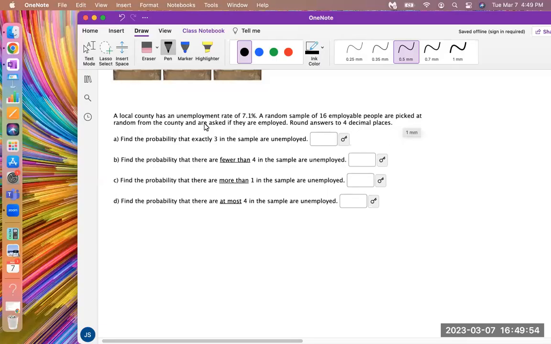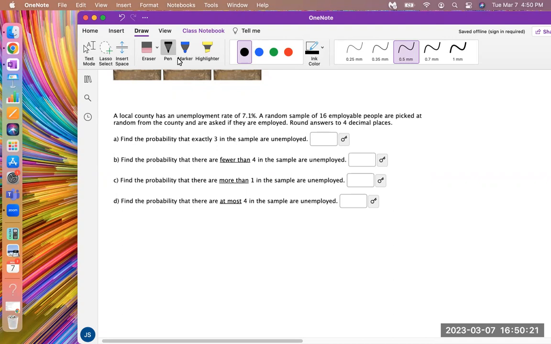County has an unemployment rate of 7.1%. A random sample of 16 employable people are picked at random from the county and asked if they are employed. Round your answer to 4 decimal places. Find the probability that exactly 3 in the sample are unemployed. That is, they want you to find the probability that 3 of the 16 people they sampled are unemployed.